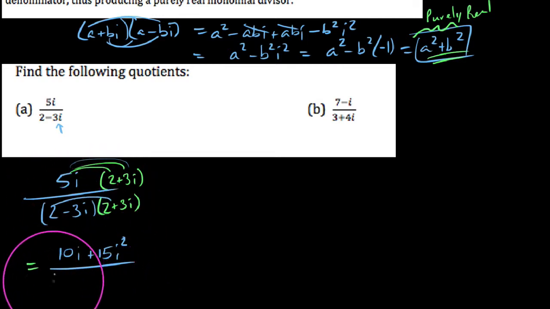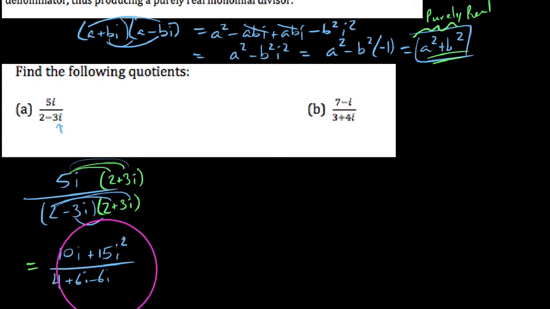We get 2 times 2, which is 4. Then we get plus 6i. Turn around, we get minus 6i. And then in our last term, we get negative 9i squared. So these two in the middle, these two i terms, cancel out.